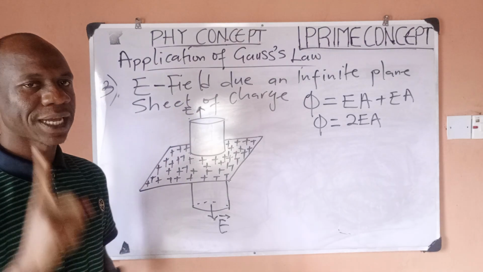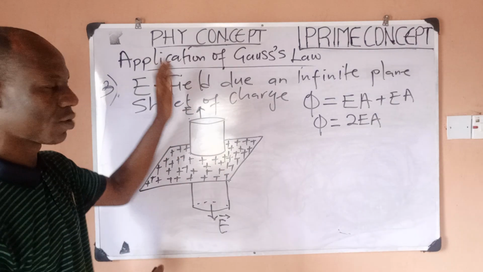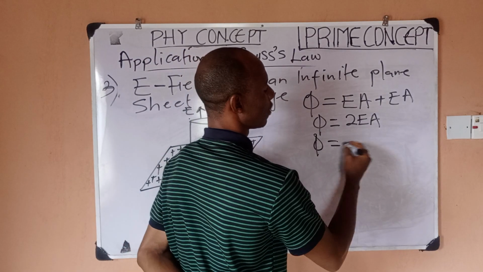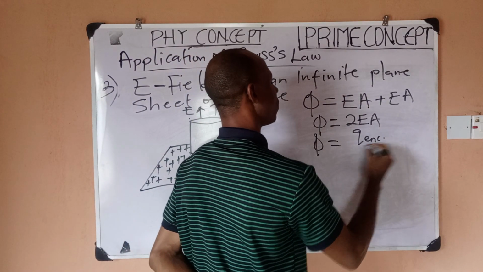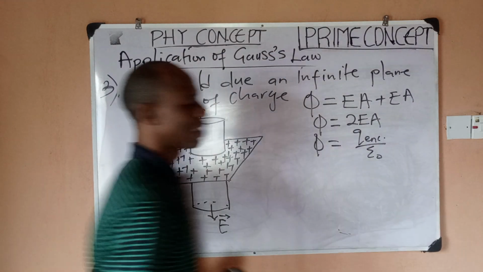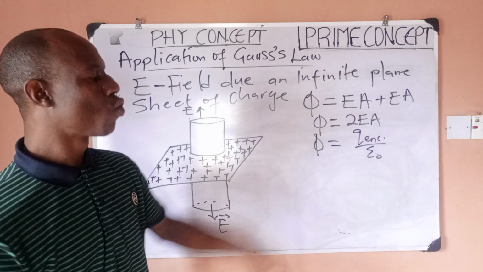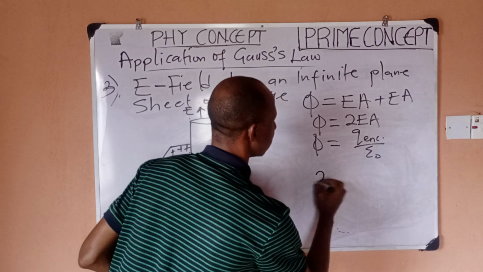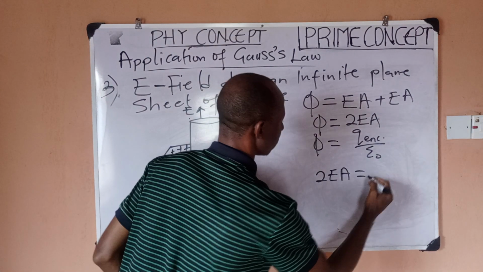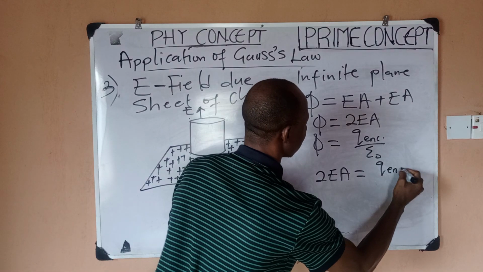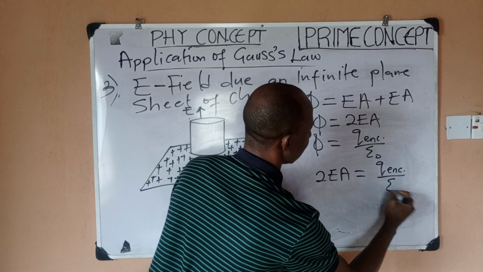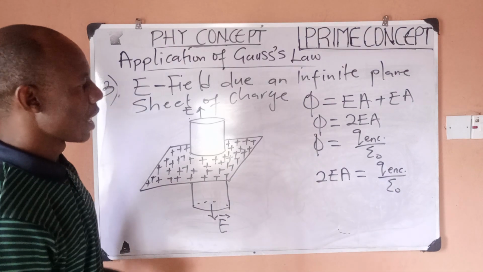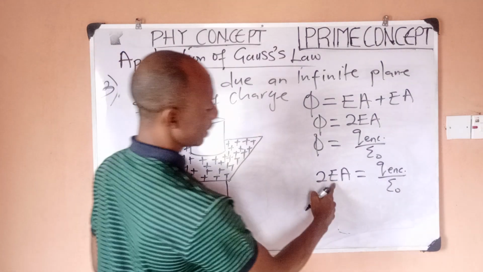Now, remember, we're trying to find electric field at some point, right? Also, according to Gauss, phi is equal to what? Charge enclosed divided by epsilon naught. So if I equate these two, what would I have? You are correct. I would have that 2EA is the charge enclosed divided by epsilon naught, right? So I'm going to make E the subject.